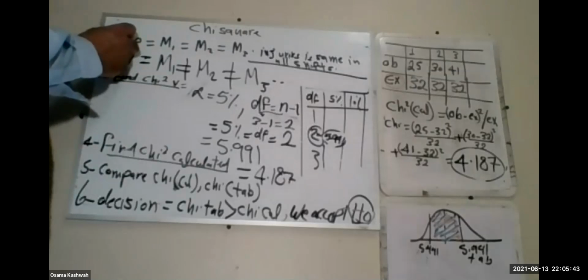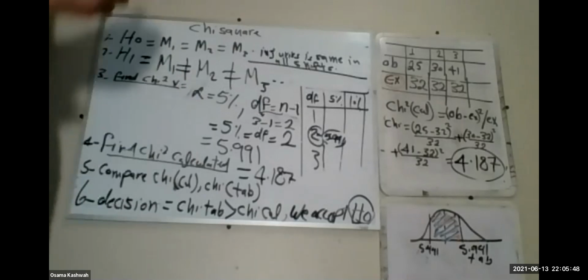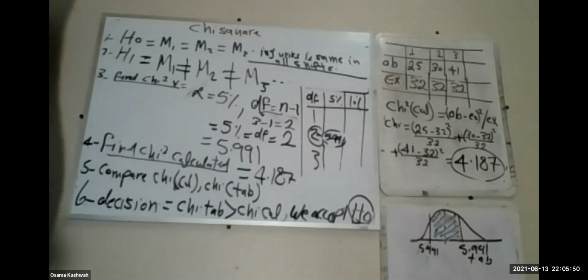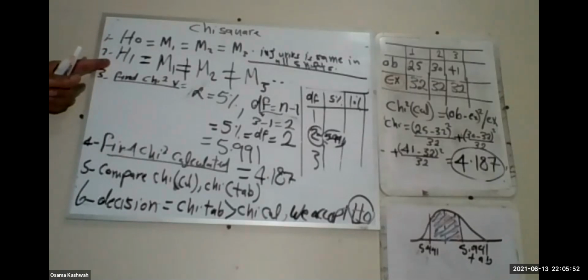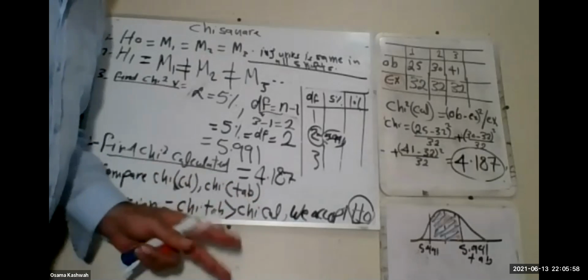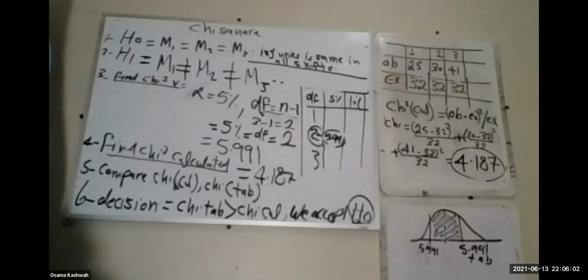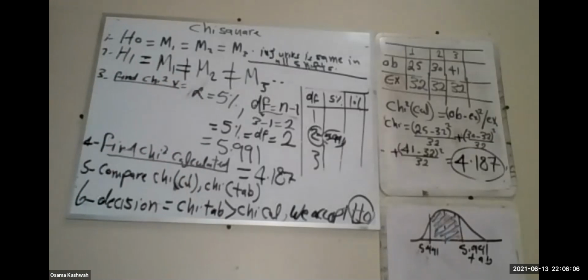First, we put H0: M1 equals M2 equals M3. There are no differences between the shifts in the number of injuries. Here we'll say H1: M1 does not equal M2 does not equal M3, which means there might be differences between the shifts in the injuries, maybe because the supervisor is not there, maybe because of no lights, maybe because of insufficient information.